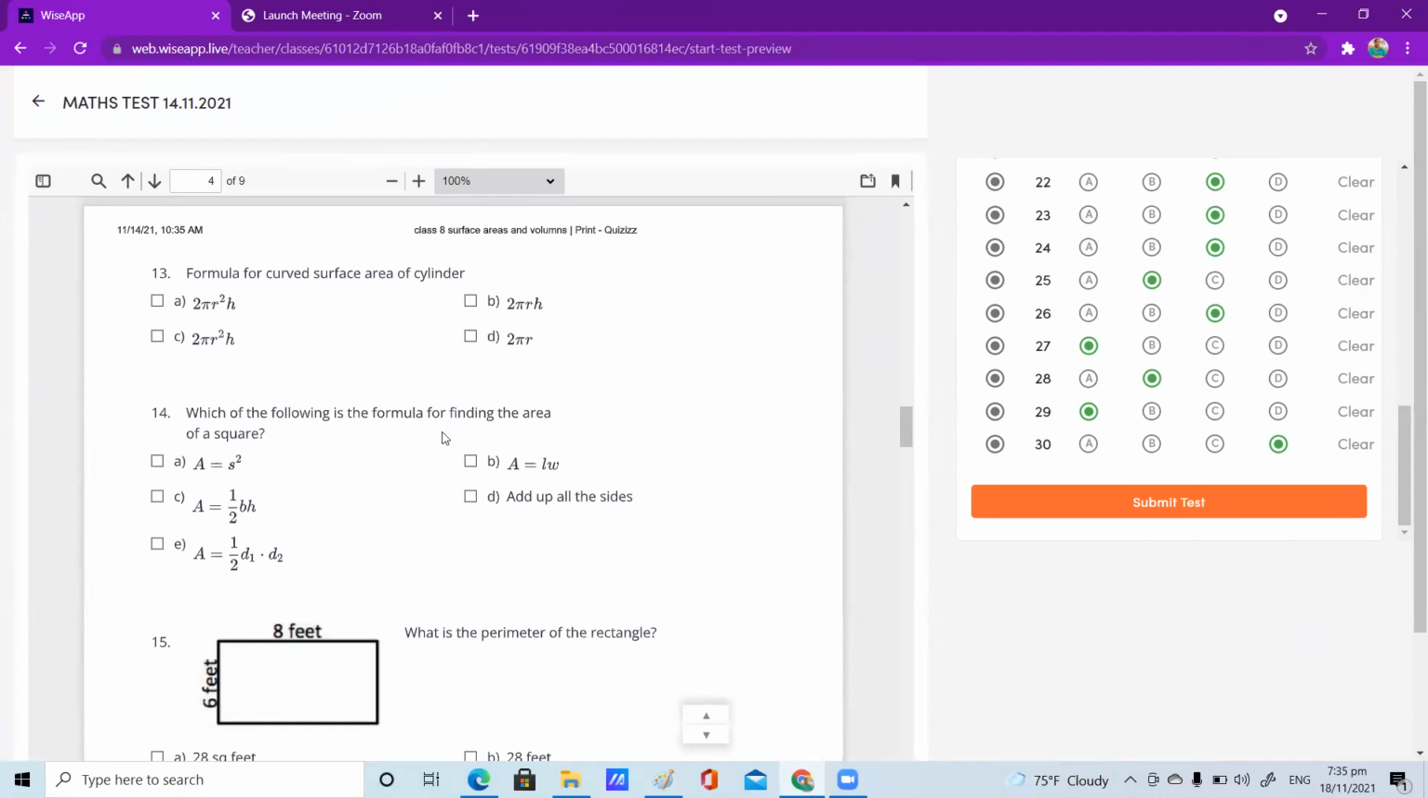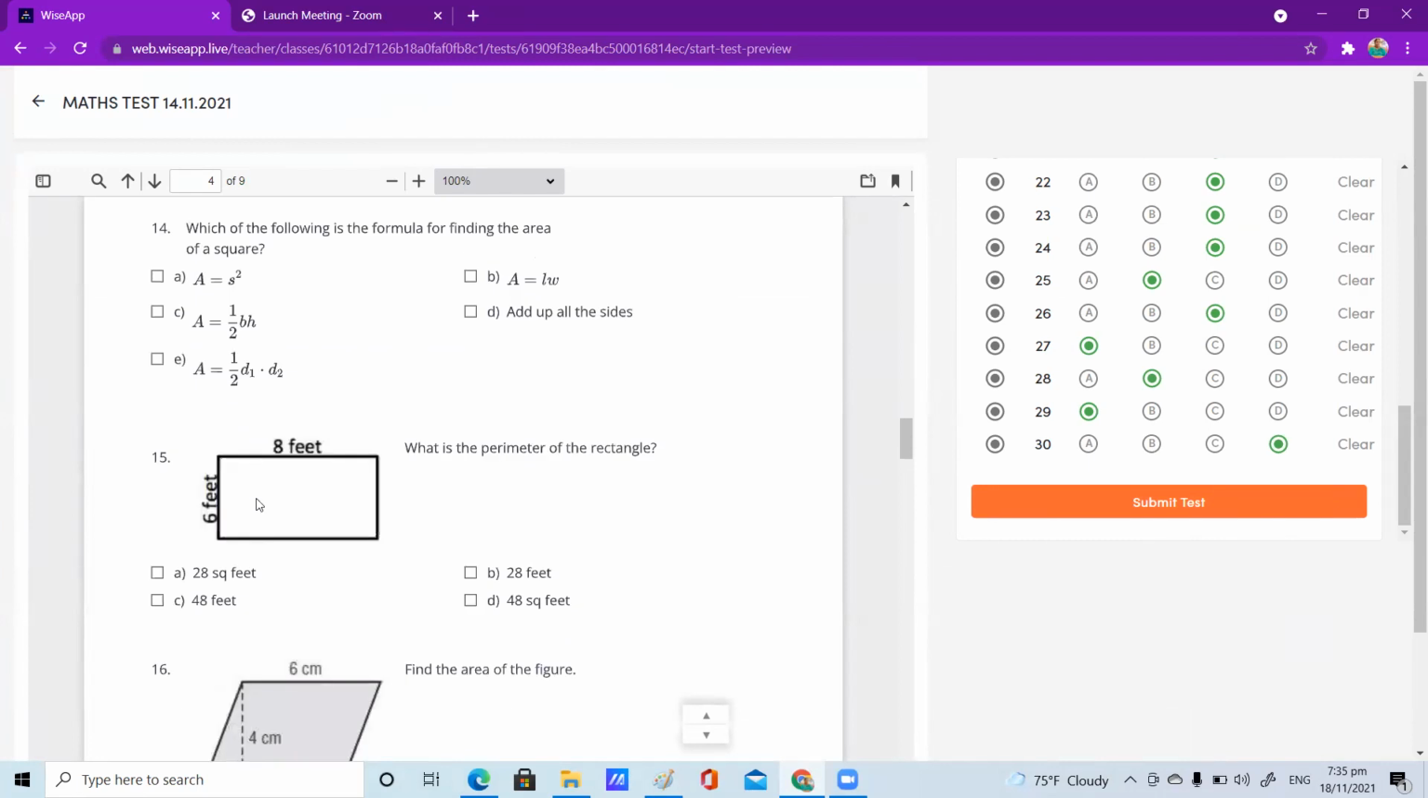Which of the following is the formula for finding the area of a square? Yes, square. Perimeter of rectangle. Children, here perimeter, they're not asking about area, children. Most of the students kept area. Perimeter means boundary length, length of boundary. 2 times 16, 2 times 12. 16 plus 12.